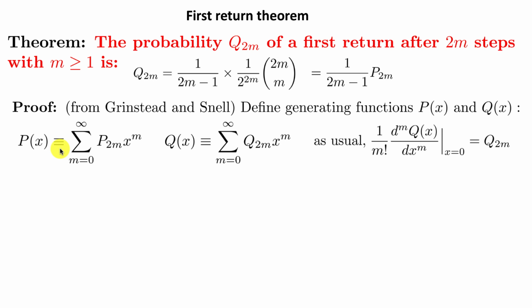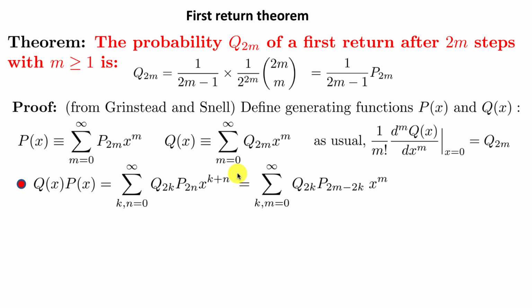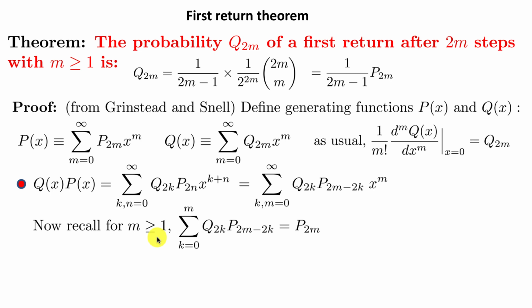Let's multiply them together. Q of x into P of x is this infinite series multiplied by this infinite series, and so that's Q times P, and then this is x to the k into x to the n, which then combines into x to the k plus n. Now let's call this k plus n something else. We'll call it m, and so this over here becomes x to the power m, and obviously in that case n is equal to m minus k, and so p gets this index. Now I'm going to use the theorem that we just proved. We showed that for m bigger than or equal to 1, this relationship holds. So note that we have a summation over k. K occurs over here and k occurs over here, just like k occurs over here and k occurs over here.